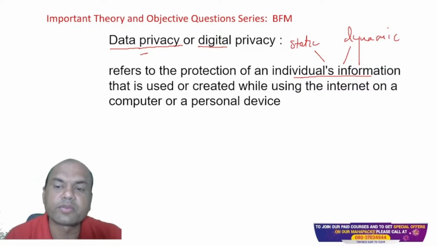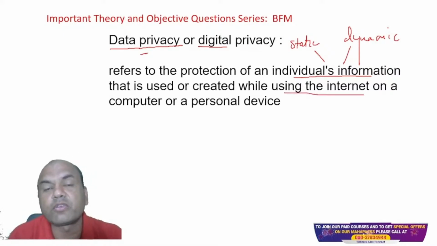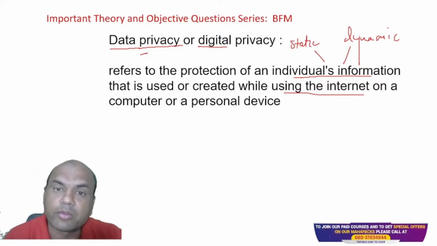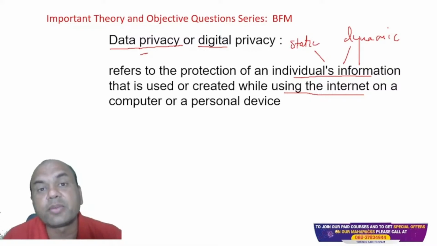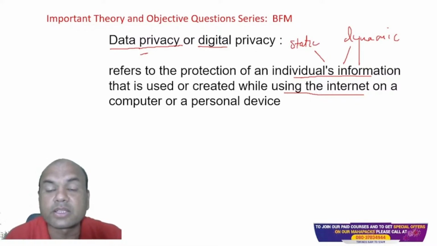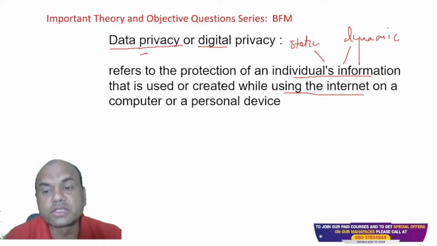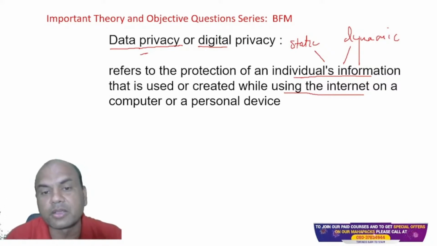Refers to the protection of individuals' information that is used or created while using the internet. While using the internet means whenever I fill up any form for Google, or if I fill up any online form for your bank. So if that form gives all my details and that is breached, that is shared by your bank, let's say, with someone else, what is that? That is affecting my privacy, isn't it? While using the internet on a computer or a personal device. Personal device means anything related to computer or mobile also. Okay.